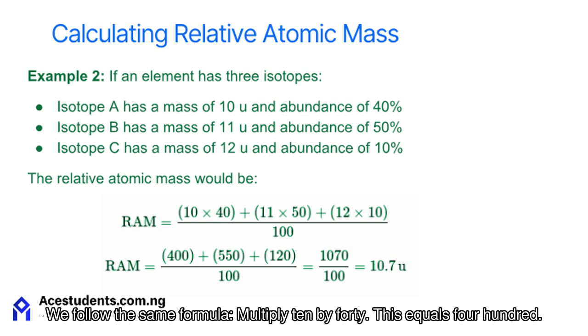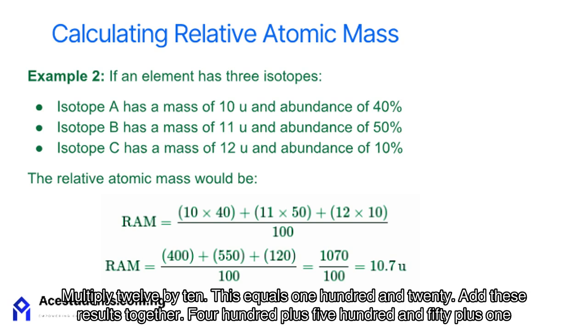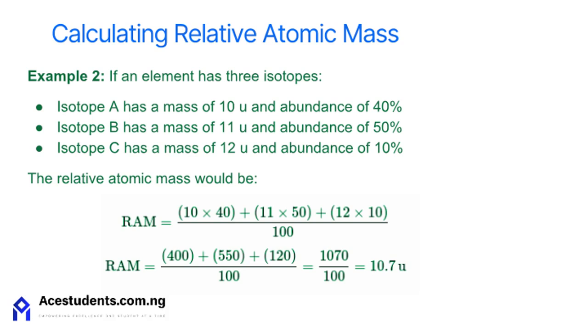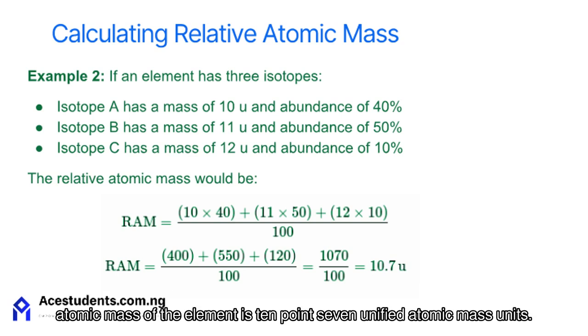Multiply 10 by 40. This equals 400. Multiply 11 by 50. This equals 550. Multiply 12 by 10. This equals 120. Add these results together. 400 plus 550 plus 120 equals 1,070. Divide this by 100. The result is 10.7. Therefore, the relative atomic mass of the element is 10.7 unified atomic mass units.